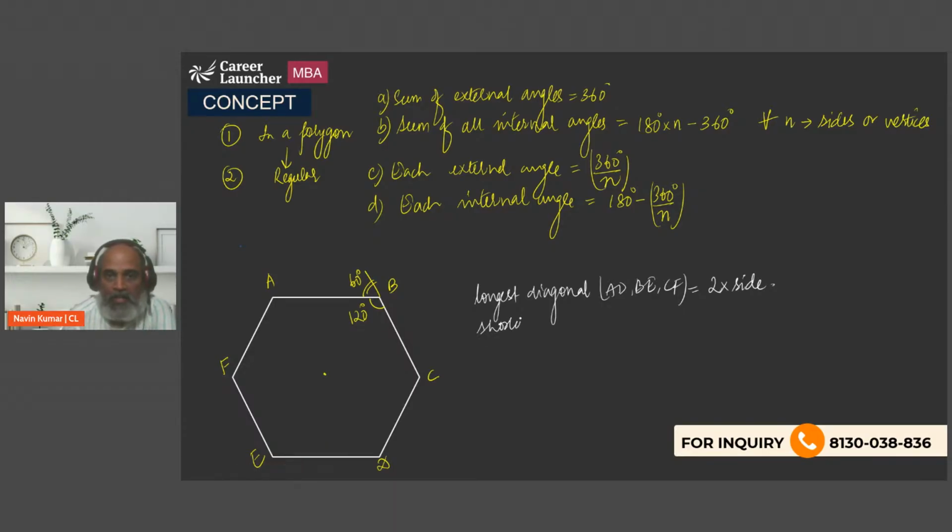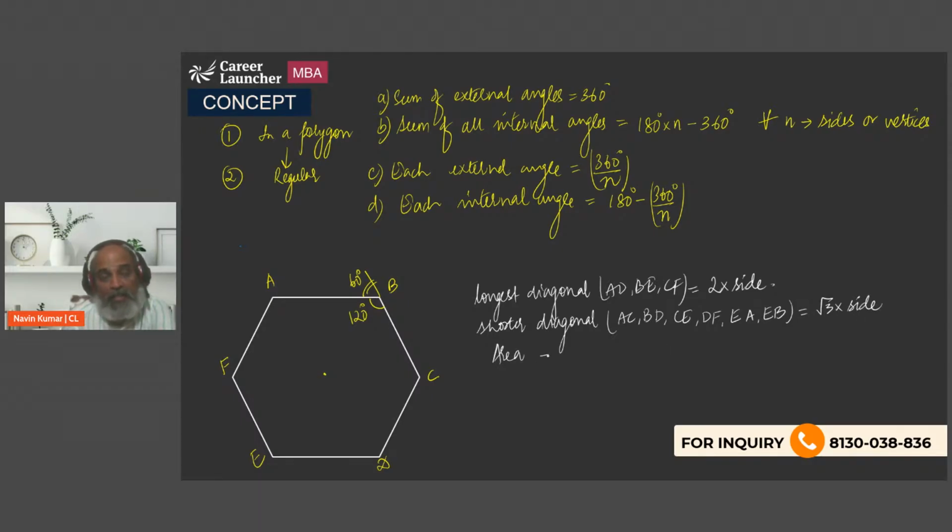The shorter diagonal, so there are basically only 2 kinds of diagonals. Here, the shorter diagonal is going to be AC, BD, CE, DF, and then EA, and then FB. So there are 6 shorter diagonals, and it's just given as √3 times the side.